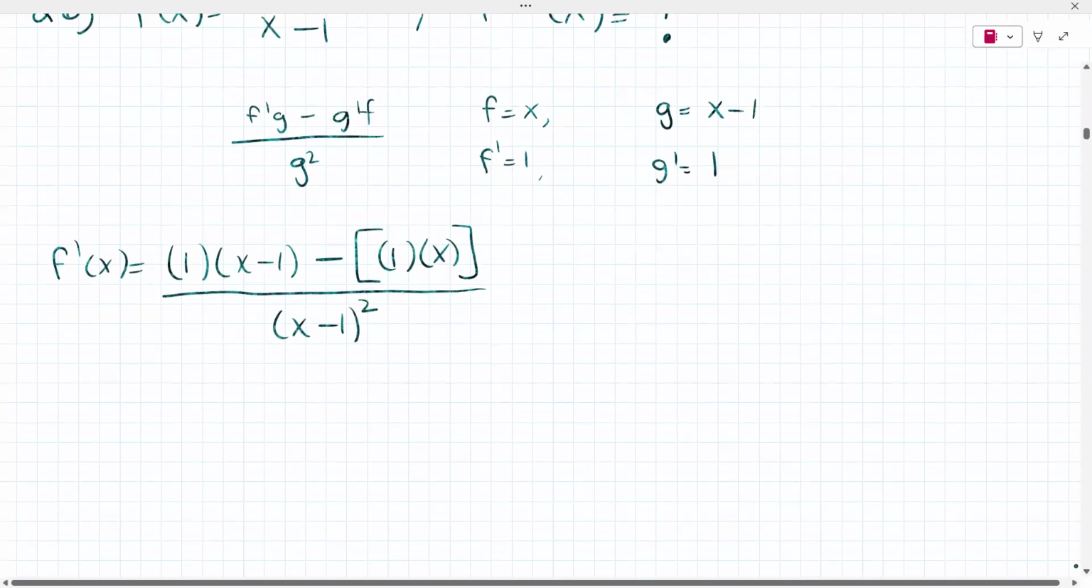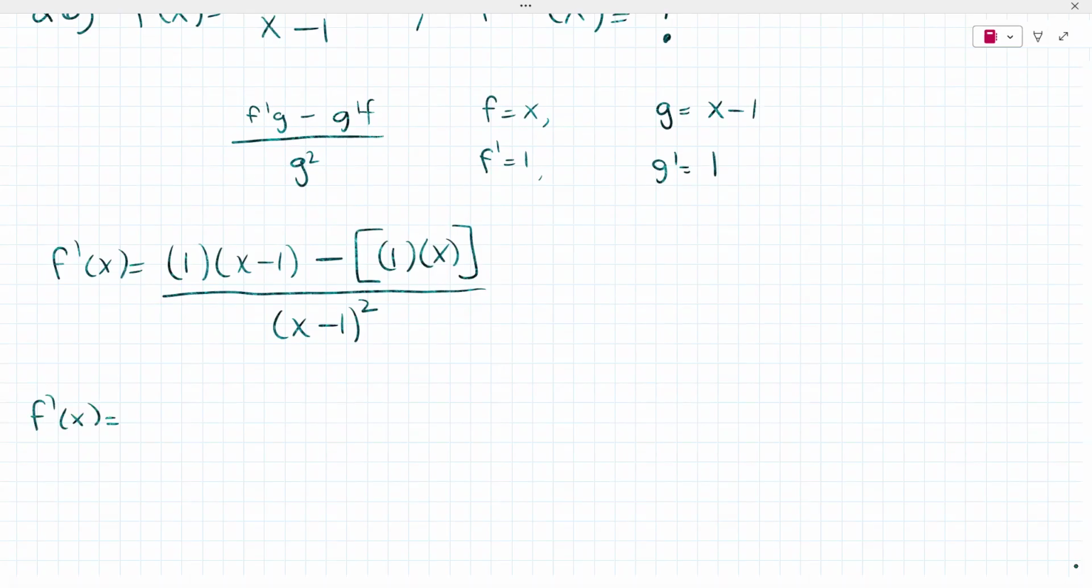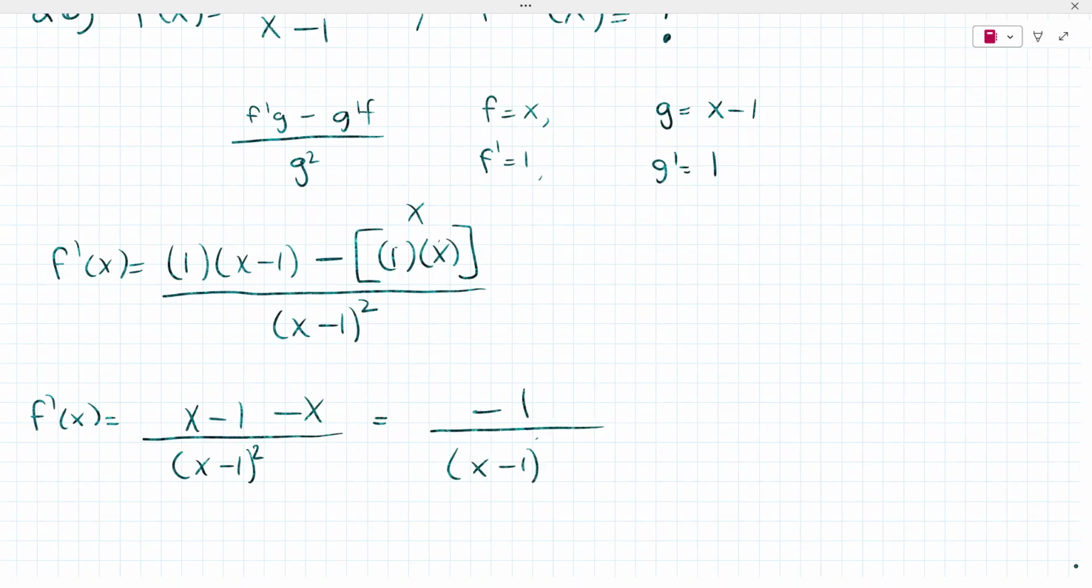Okay, now if you want to clean this up, 1 times x minus 1 is x minus 1. 1 times x is x, and then you subtract it, so that's negative x, over x minus 1 squared. You clean that up a bit, the x and the negative x cancel, so you're left with negative 1 over x minus 1 squared. Okay, so here's your f prime of x.